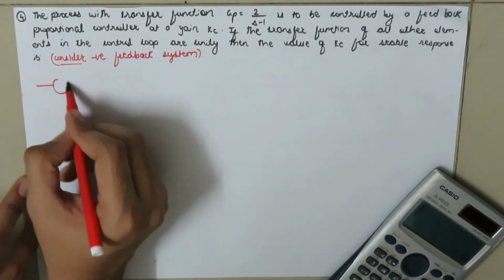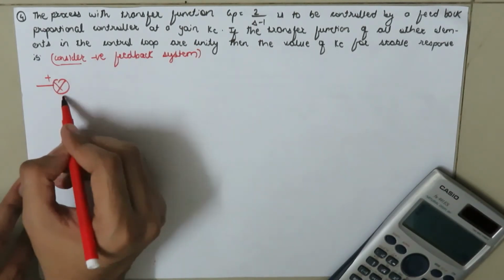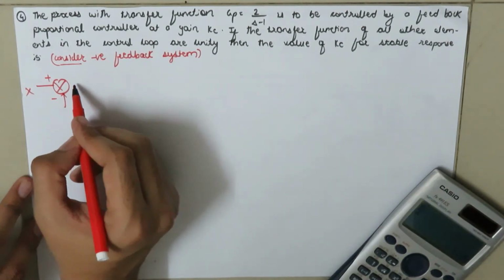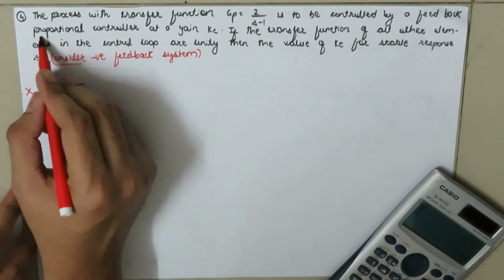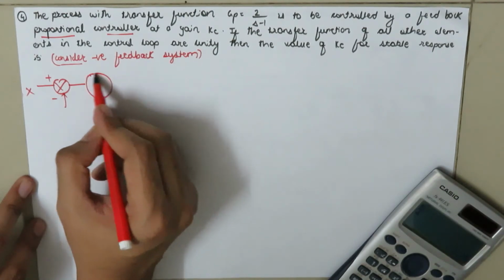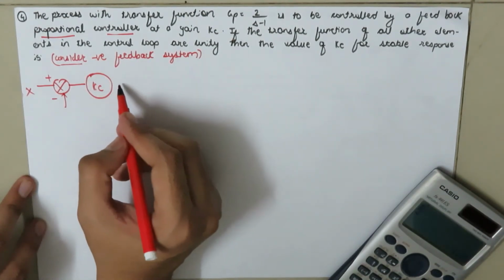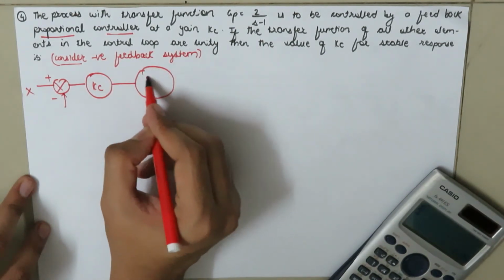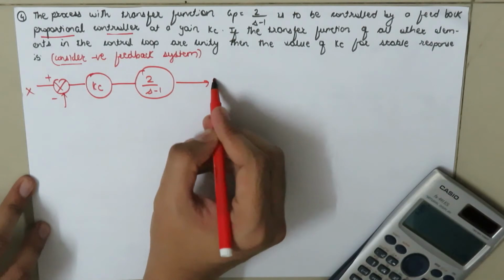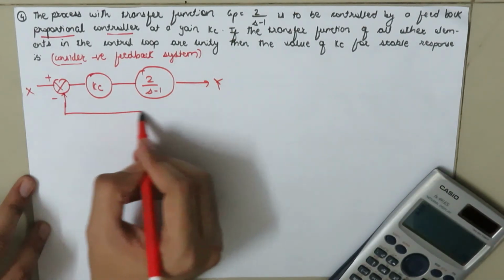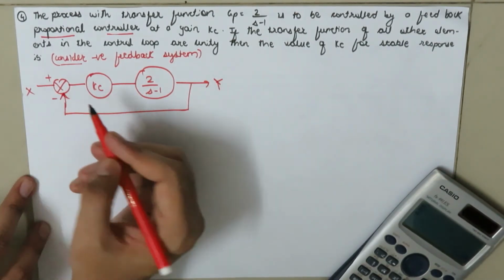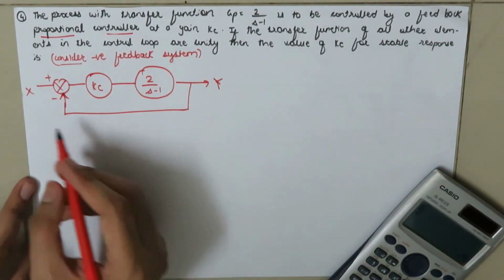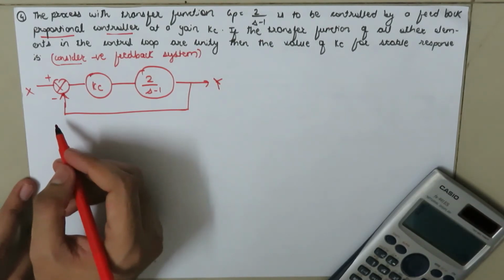So here we have the negative feedback system, this is positive, and here we should get negative for negative feedback system. We have the proportional controller gain Kc, and the rest of the elements are unity. So we are going to consider this transfer function Gp, 2 over s minus 1. This will be our final value Y, and this will be the closed loop system. And now we are going to find the value of Kc for stable response.